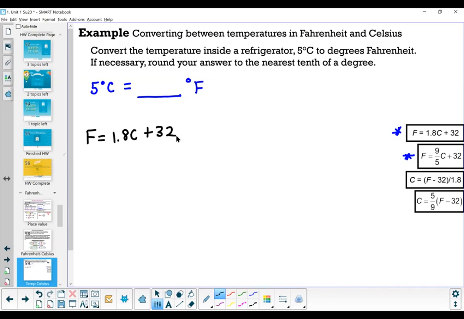All right, so I wrote the equation. What we're going to do at this point is substitute. 1.8, parentheses. What goes in parentheses is 5, because that's what we got in the question, and then plus 32.